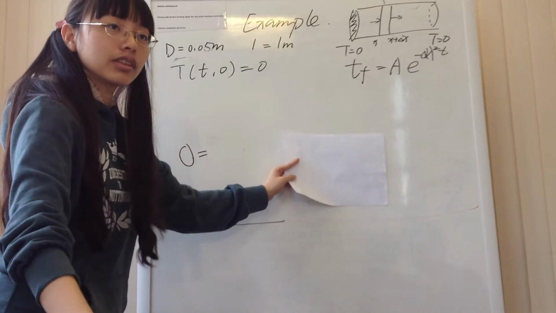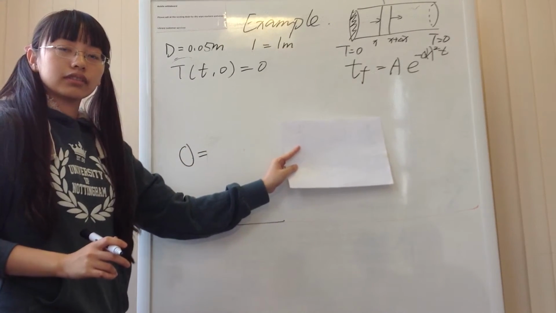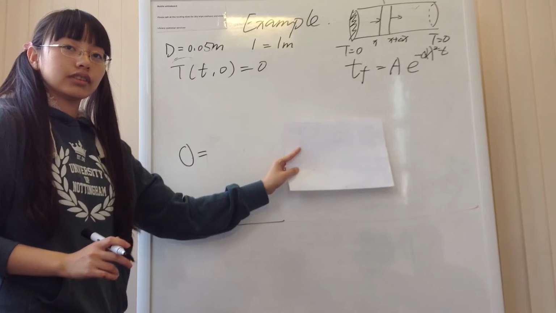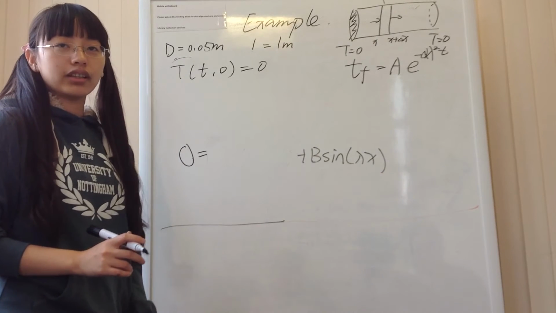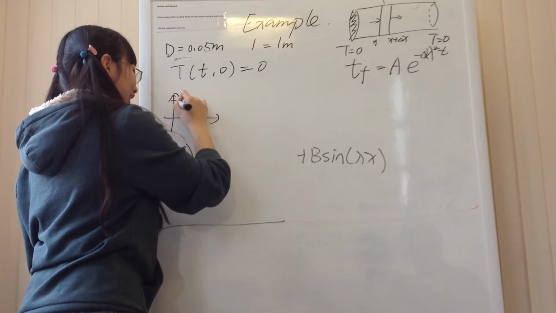Cosine 0 is 1. Just subbing 0 for x. Why is cosine 0 1? Cosine 0 is 1.